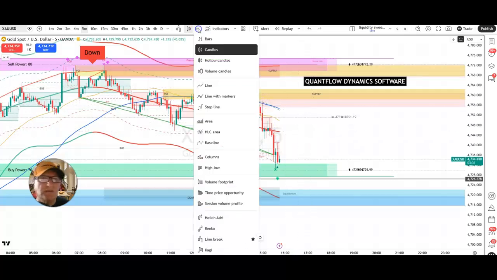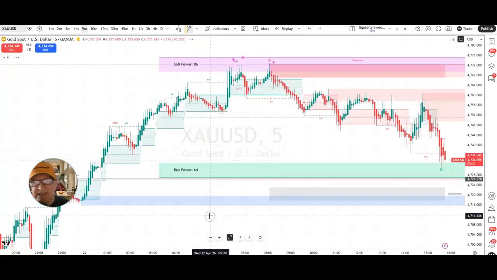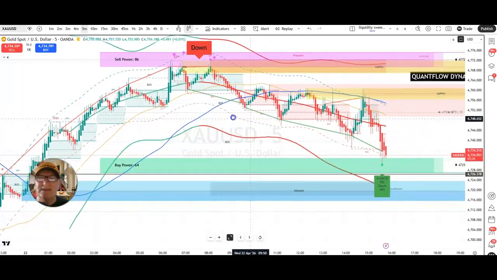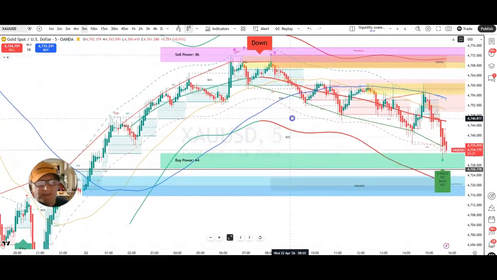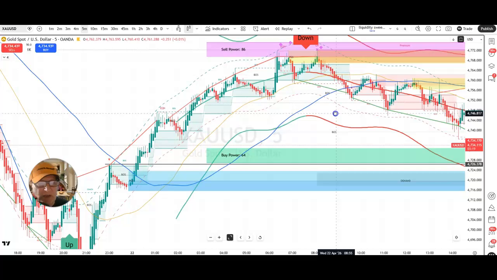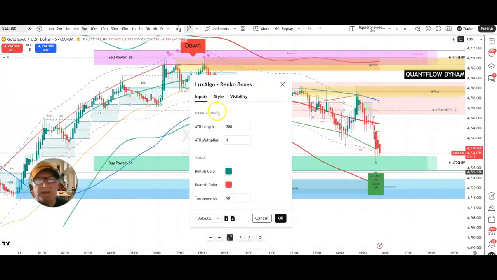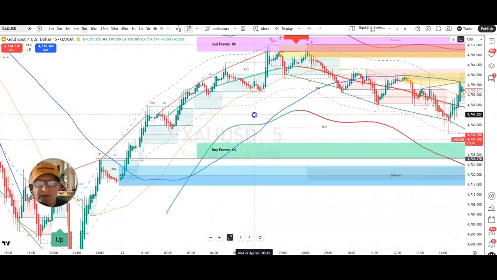I'm using the live candles here. You can use Heikin Ashi, but you're not seeing a lot of the movement within the markets. Okay, so look out for that. Now, I don't know if you can see that here. We've got a bit of a stepping stone here, which I quite like. And all you do is just go into indicators and look for Lux Algo Renko boxes. Okay, ATR length 200 over 1. And it gives you a flavor of a stepping stone kind of thing.